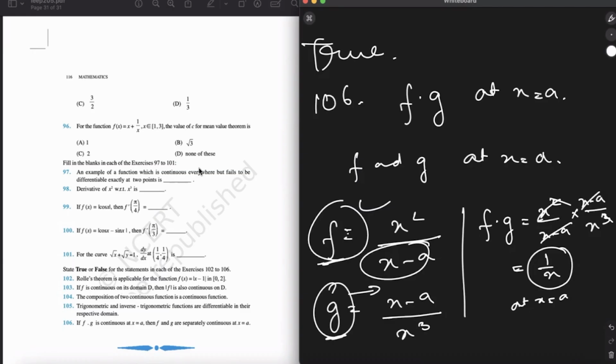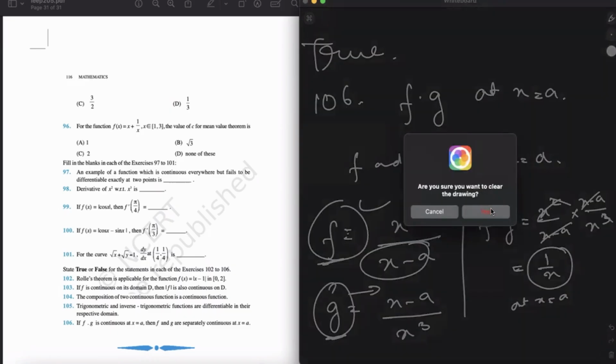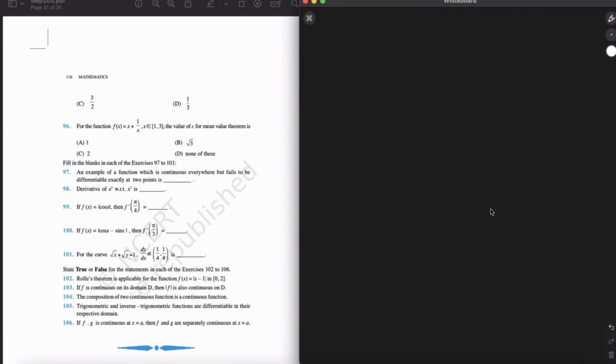Continuity, differentiability. Please check WhatsApp once. Yes, sir. Yes, sir. I am looking. Okay, so we'll start off with some PYQs.